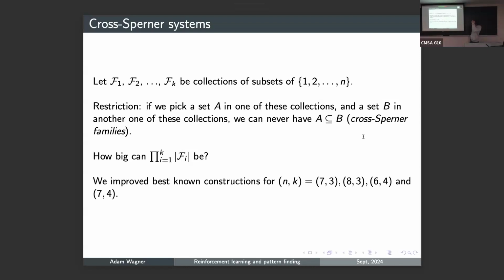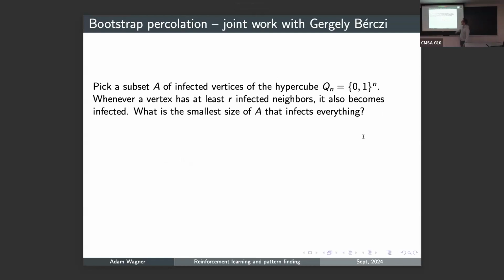Maybe 2 more examples. One is with percolation. This is joint work with Gary Berti. Imagine you have the hypercube, so 0-1 sequences of length n, and you infect some of the vertices of this hypercube initially. Then what happens is every single vertex looks around, and if they see at least r infected vertices in their neighborhood, they also become infected. In the next round, every vertex looks around again, and now even more vertices get infected, and so on and so forth. Once a vertex is infected, it stays infected forever.